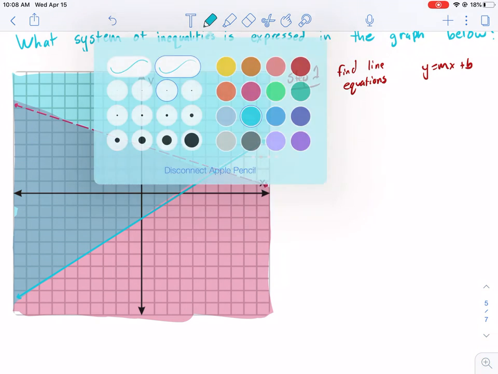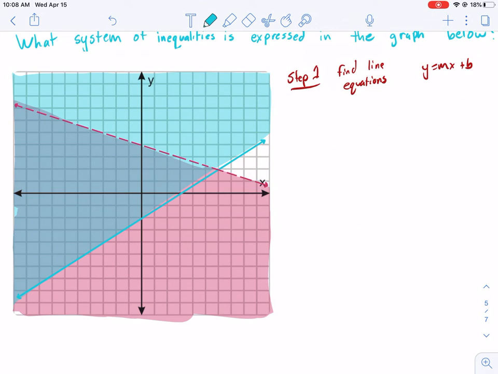So if we're looking at this light blue line, we are going to notice that the blue line has a y-intercept of -2, and our slope is up 2 and over 3. I'm looking for intersection points, so I notice that obviously the y-intercept is -2, and it goes up 2 and over 3 to the next intersection. So y equals 2/3 x minus 2.